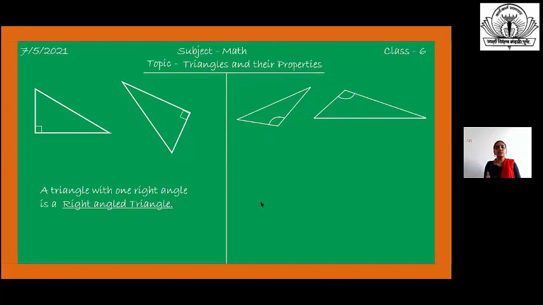So such a triangle has one obtuse angle in it. It has only one obtuse angle. Not more than one angle can be obtuse. If you try drawing a triangle which has two obtuse angles in it, it is not possible. Only one angle will be obtuse.